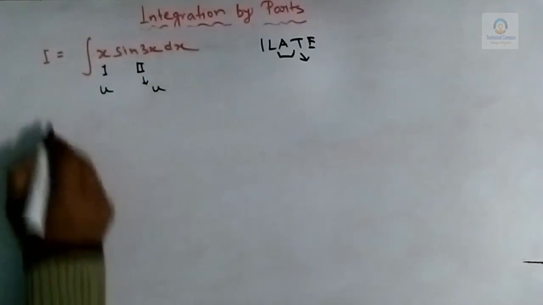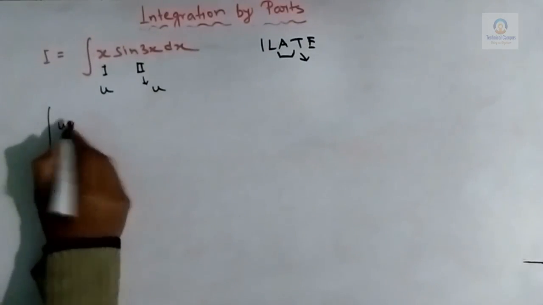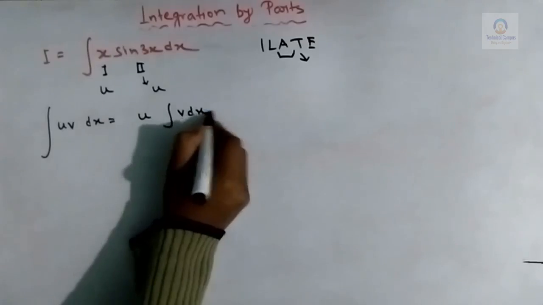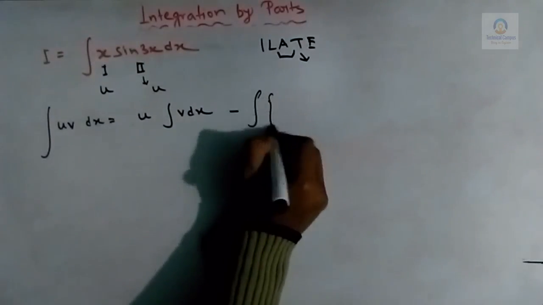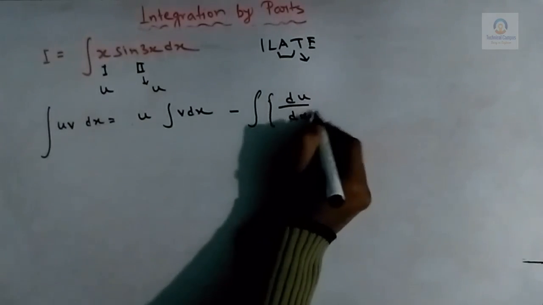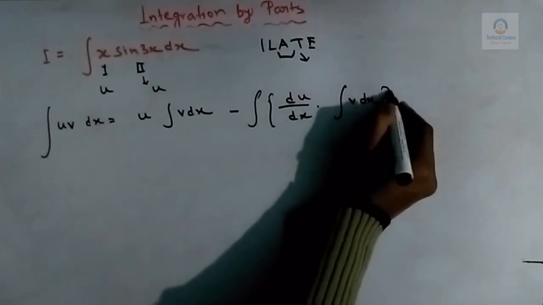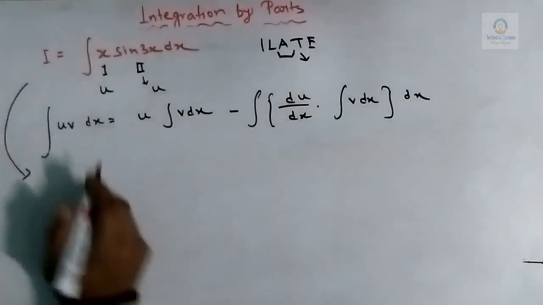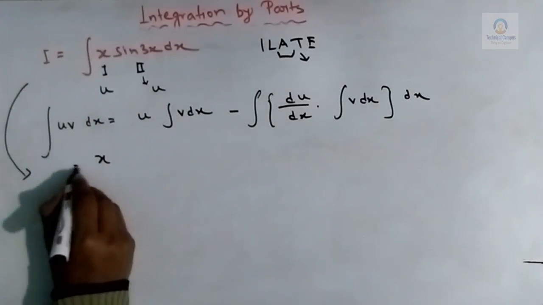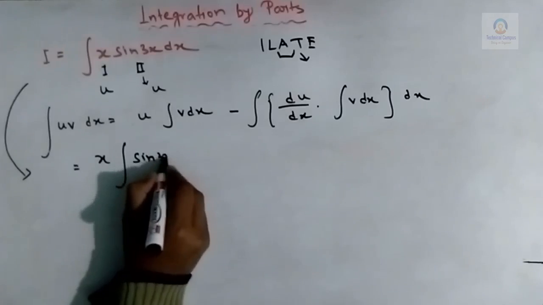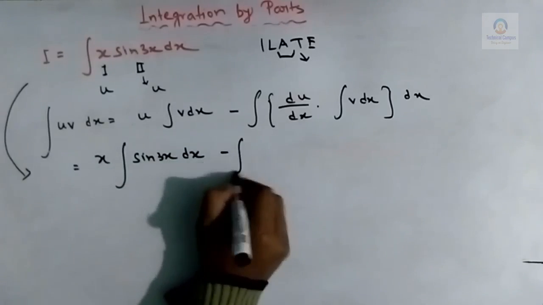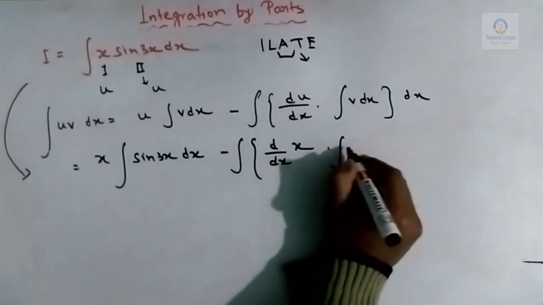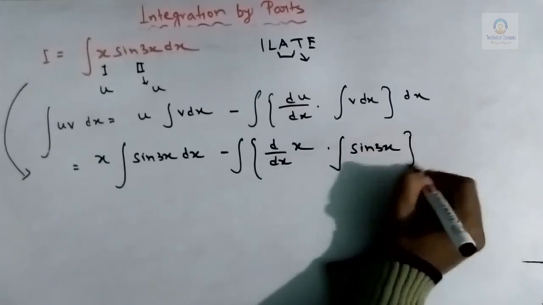If we apply the rule of integration by parts, the formula is integral of u v dx equals u into integration of v dx, minus integration of the differentiation of the first function into integration of the second function, dx. Applying it here, the first function is x, so it will be x into integration of sin 3x dx, minus integration of the differentiation of the first function, that is x, into integration of the second function, that is sin 3x, dx.